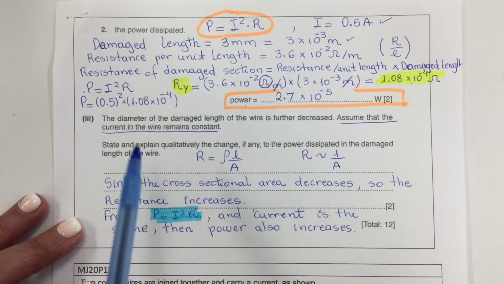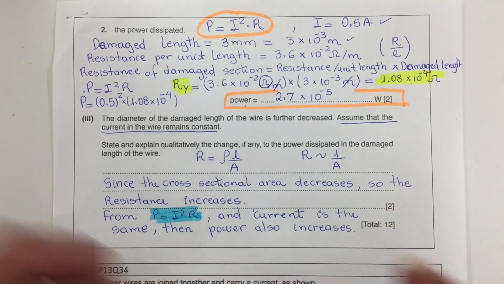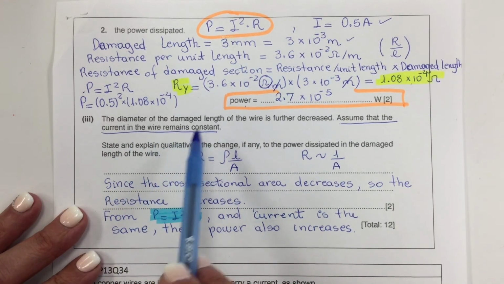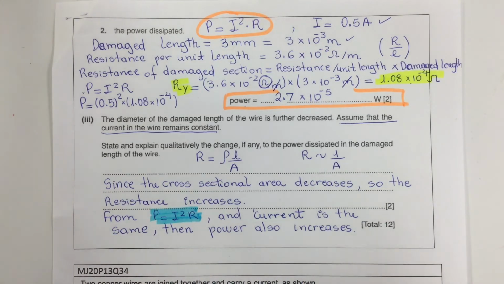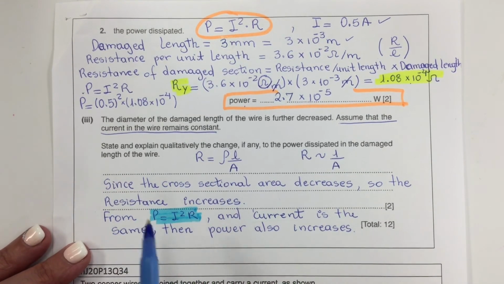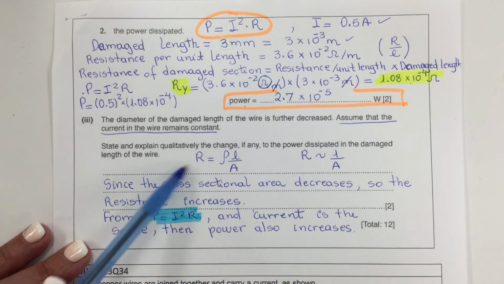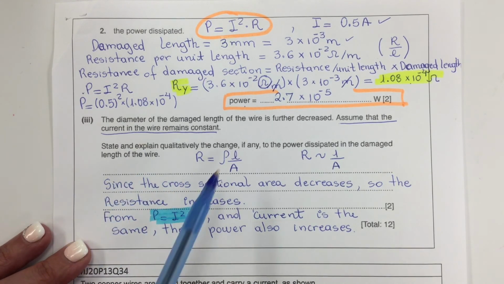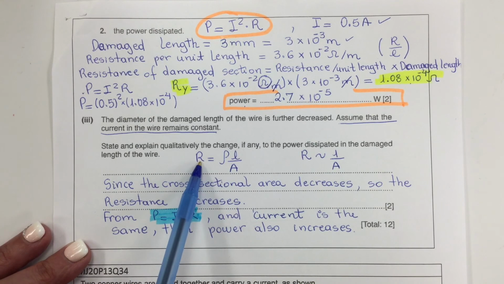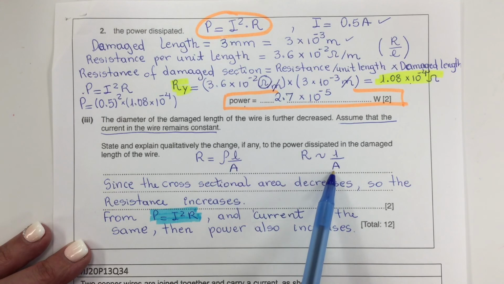The last question is related to a hypothetical scenario. If the diameter of the damaged wire keeps getting smaller, what would happen to the power? Here we have to answer using two formulas. One, the original formula for the resistance of a wire, considering that the resistance will increase with the decrease of the diameter.